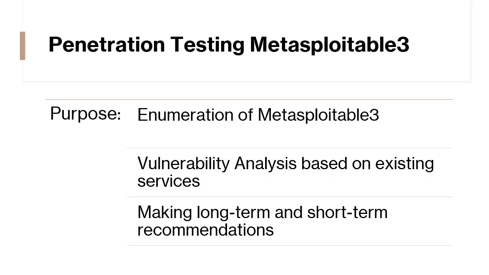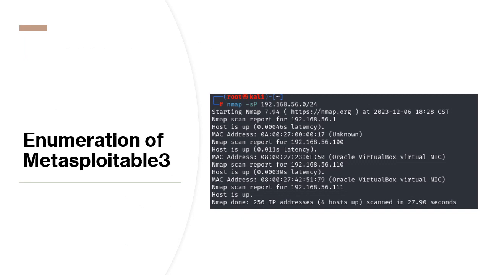After completing the above preparations, I began to perform the penetration analysis. My goal is to find the vulnerabilities and give some recommendations. So firstly, I used the nmap command to discover the IP addresses of target. So I know the last IP address, 111, is for the Kali Linux. The other virtual machine IP address is for my target. So my target IP address is 110.